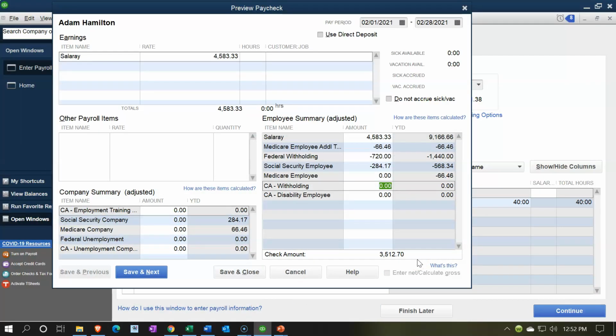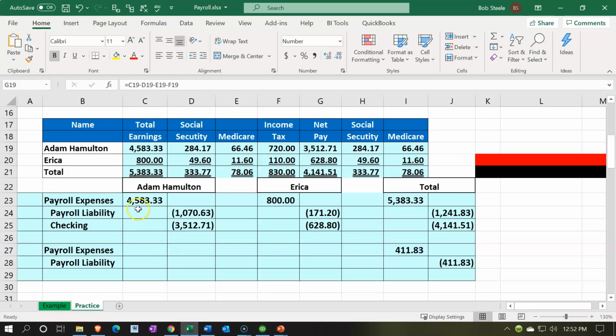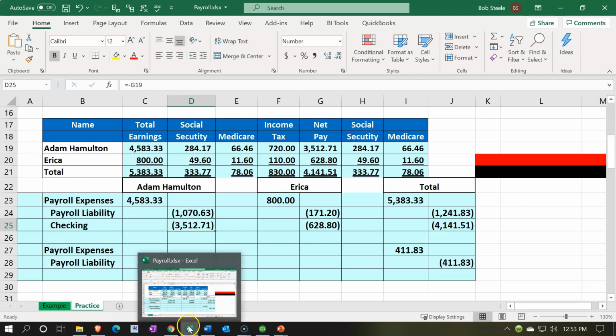So that means that when we record this, this is the journal entry that's going to happen. We're going to have a debit to the payroll expenses, credit to payroll liabilities, or increase in payroll liabilities, and the check's going to go out for that amount.